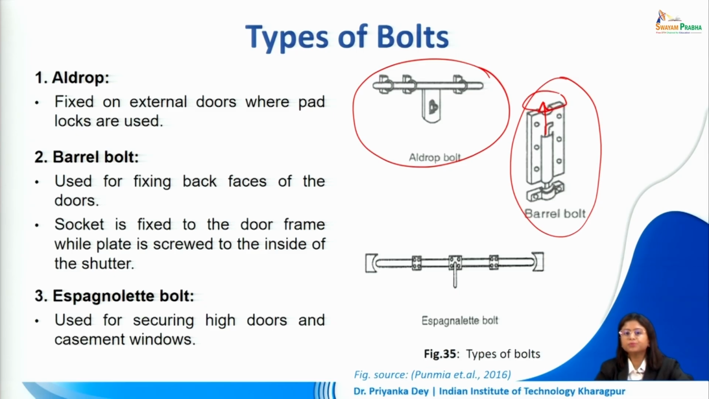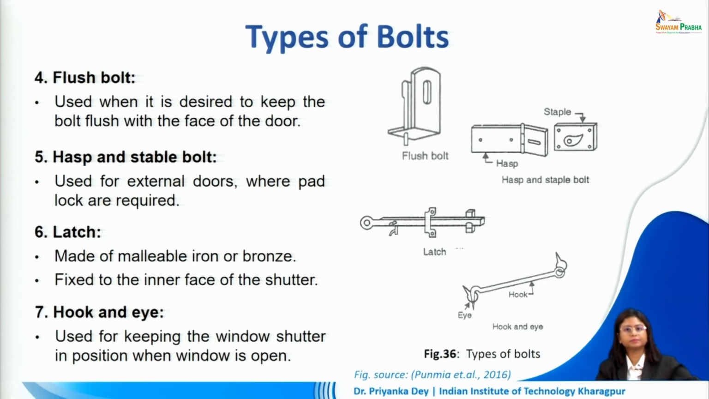The espagnolate bolt is used for securing high doors and casement windows, and this is what it looks like. The flush bolt is used when it is desired to keep the bolt flush with the face of the door. The hasp and staple bolt is used for external doors where a padlock is required. Latches are made of malleable iron or bronze, and they are fixed to the inner face of the shutter.